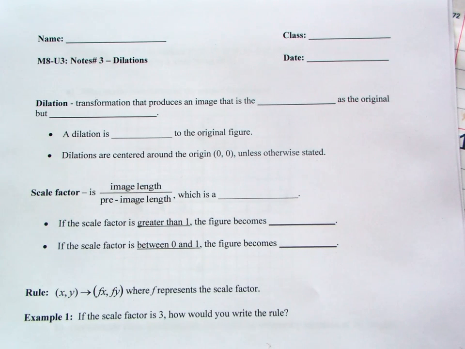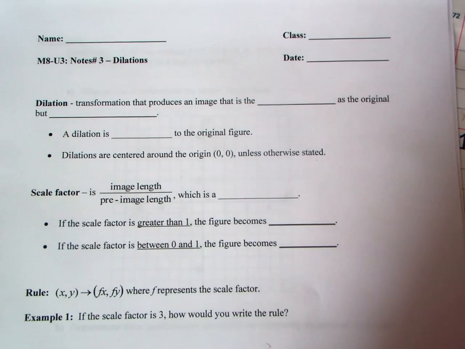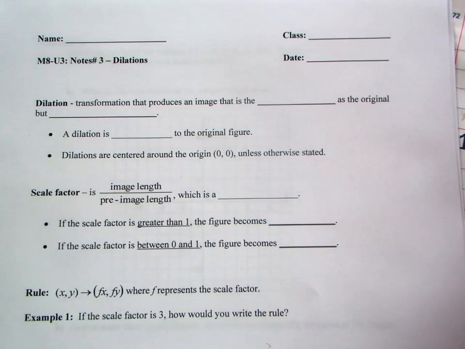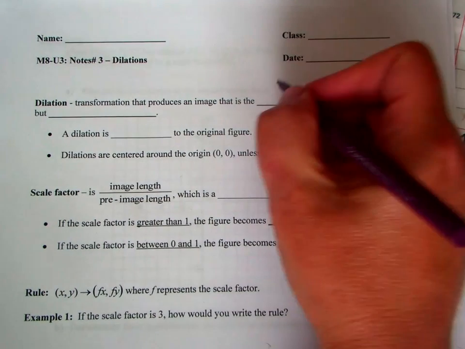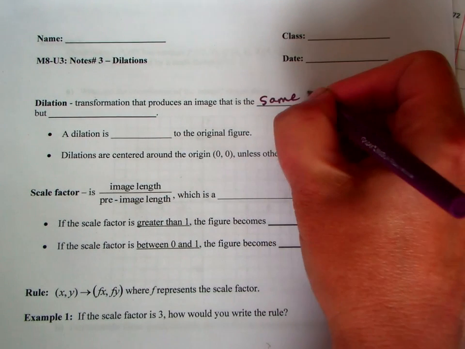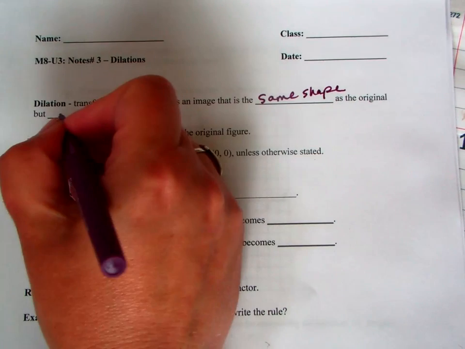Okay, so this is the final type of transformation that we're going to be doing, and this is not a congruence transformation, although I'm not going to ask you that question. If you look back into when we did similar figures in 7th grade, this will look similar to that. So a dilation is a transformation that produces an image that is the same shape as the original, but it's not the same size.